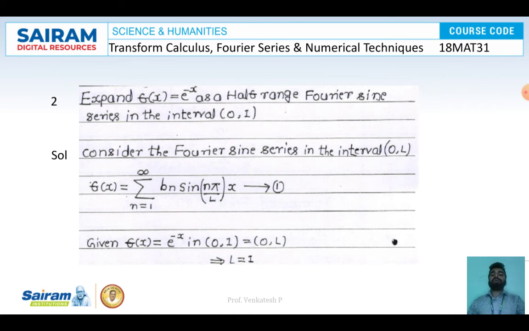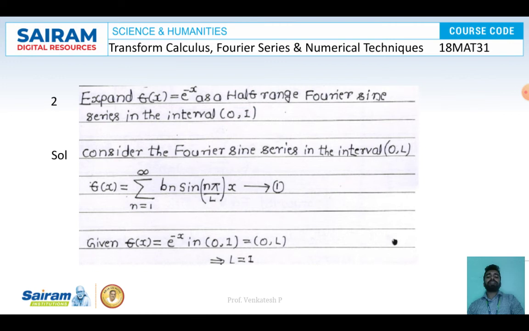Example number 2. Expand f of x is equal to e power minus x as a half-range Fourier sine series in the interval 0, 1. So now, first take the formula of half-range Fourier sine series in the arbitrary interval 0, L, because here they are given that L is equal to 1. So f of x will be equal to summation n from 1 to infinity bn sine n pi by L x, which is the formula. So now take the equation f of x is equal to e power minus x in the interval 0, 1. It implies the value of L will be equal to 1.